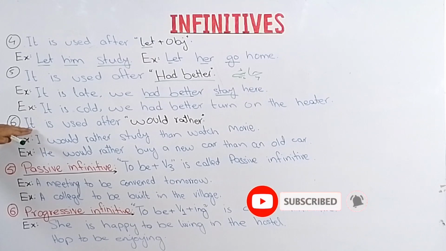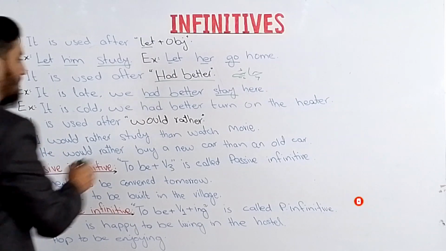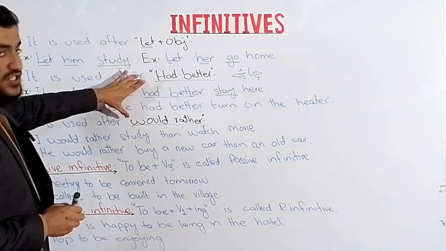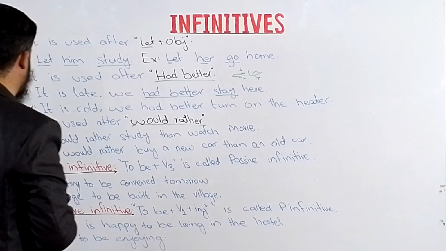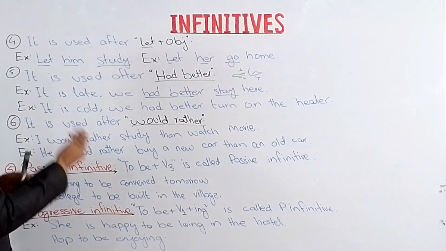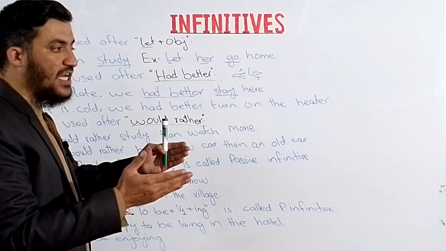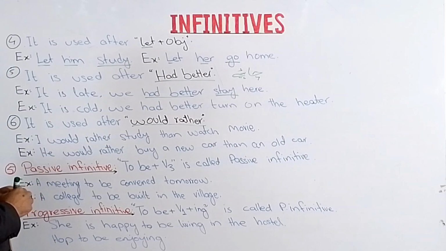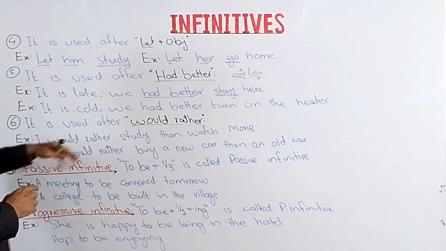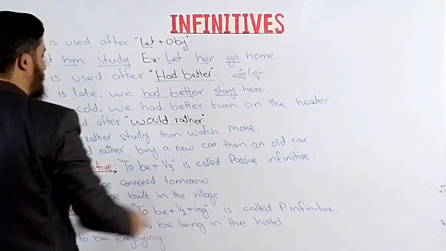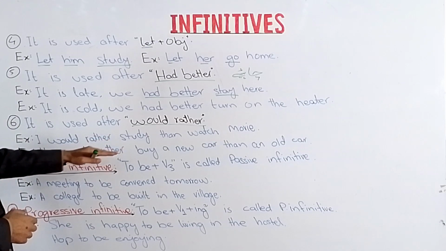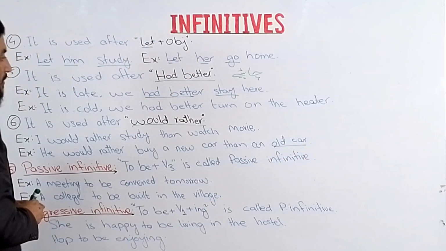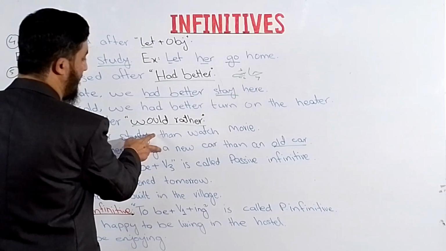Then comes the sixth and last usage of the bare infinitive. It is used after would rather. Would rather and had better are structures which we normally use in our writing and speaking. Would rather means instead of. Now two actions are happening, and instead of one action you prefer the second action. For example, I would rather study than watch a movie. I should study rather than watch a movie. And he would rather buy a new car, instead of an old car. Here a comparison of two actions is happening. Would rather.